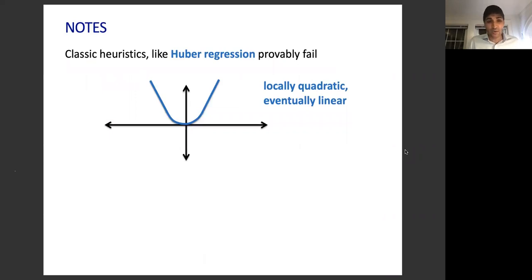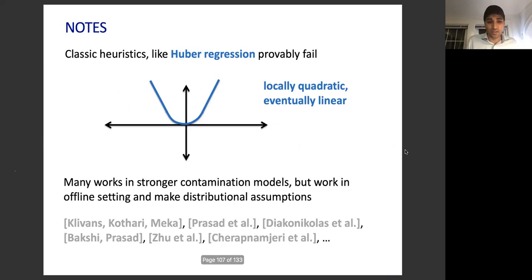I'll mention, in case you're curious, you can show that classic heuristics like Hilbert regression provably fail and they incur this R dependence, which is unnecessary. There are other works that make distributional assumptions that the x's are Gaussian or something else like that.